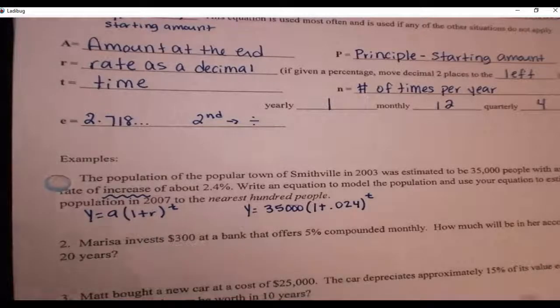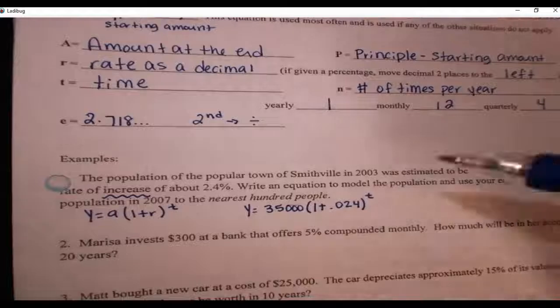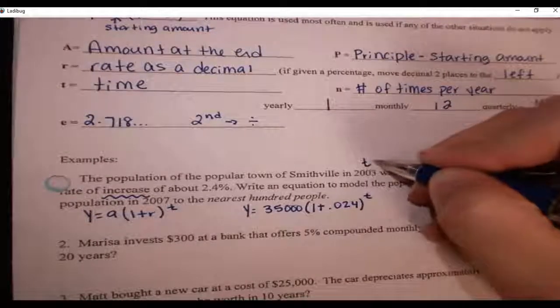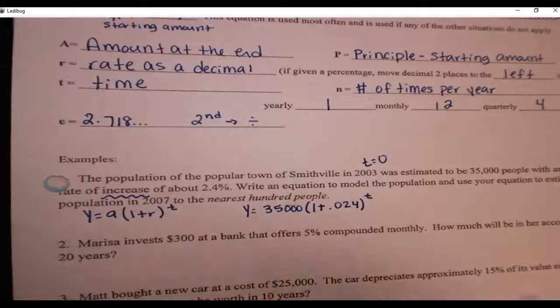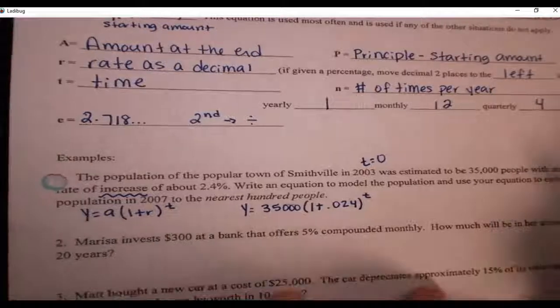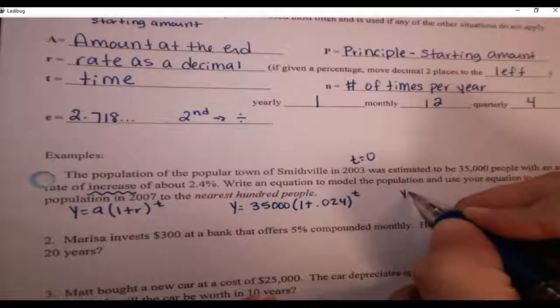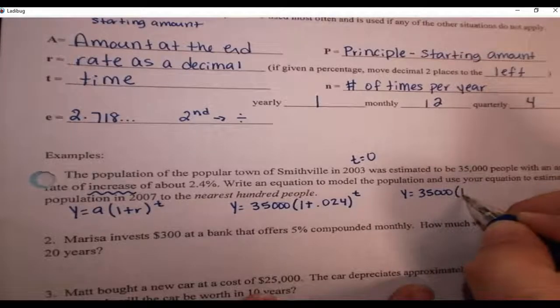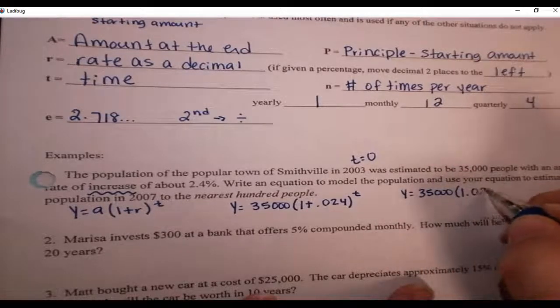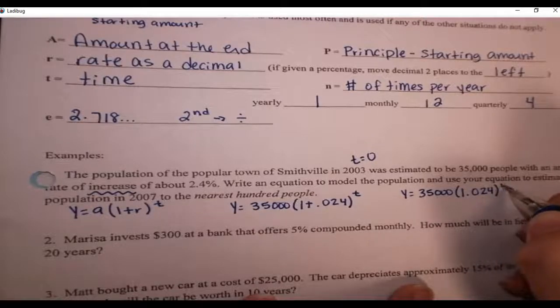Okay. But we're starting in the year 2003. So 2003 is when our time is 0. That is our starting year. Okay. So if I want the population in 2007, how many years later is 2007? 4. So then we plug in 4. I'm going to make it 1.024. So you're just adding those together to the 4th.